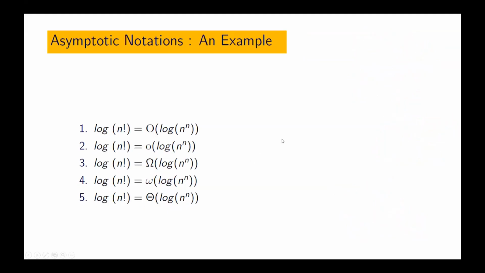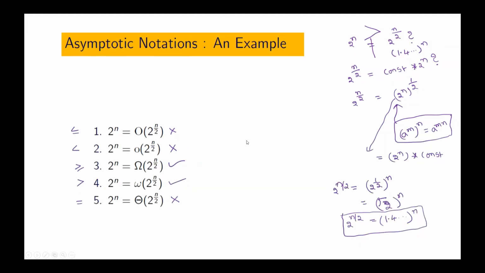When n is equal to 0, both will be equal, right? But we are doing it only asymptotically, meaning as n tends to infinity. One important thing we need to understand is that we should not go by numerical value. That is the fundamental thing.